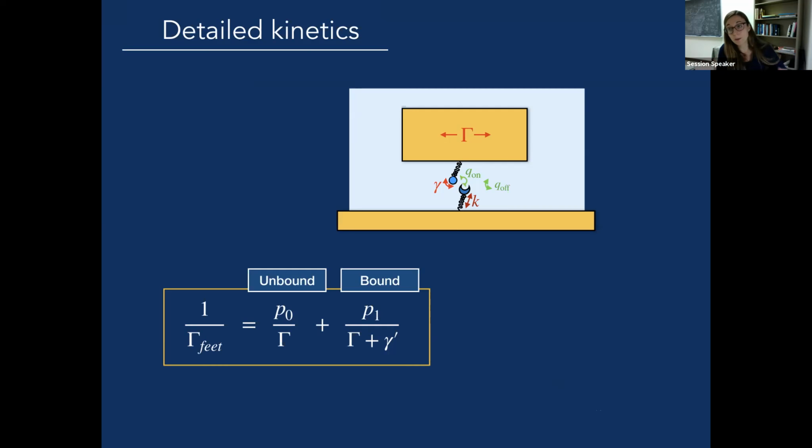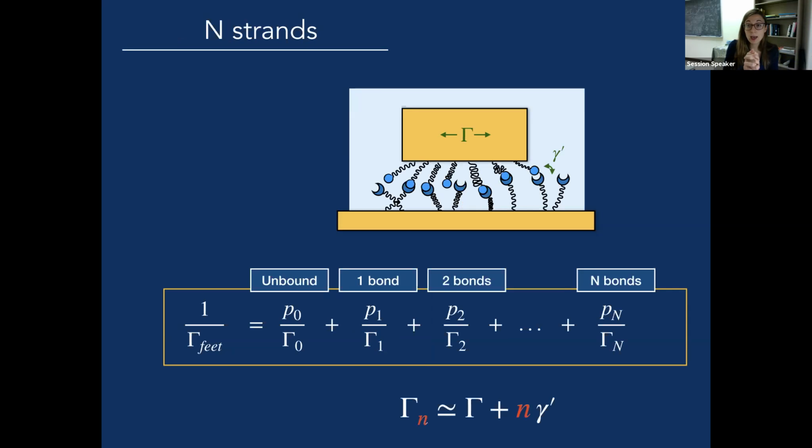Okay, so by and by, I can improve that model to have 2 feet, 3 feet, and so on until n feet. And when I have n potential bonds, the expression for the overall friction coefficient, 1 over gamma feet, simply extends over all of the potential states: unbound, 1 bond, 2 bonds, etc., until n bonds. In each case, it's weighted by the probability to have those n bonds over the friction coefficient when you have n bonds. And that friction coefficient simply scales like the number of bonds: gamma n is roughly equal to gamma plus n times gamma prime.